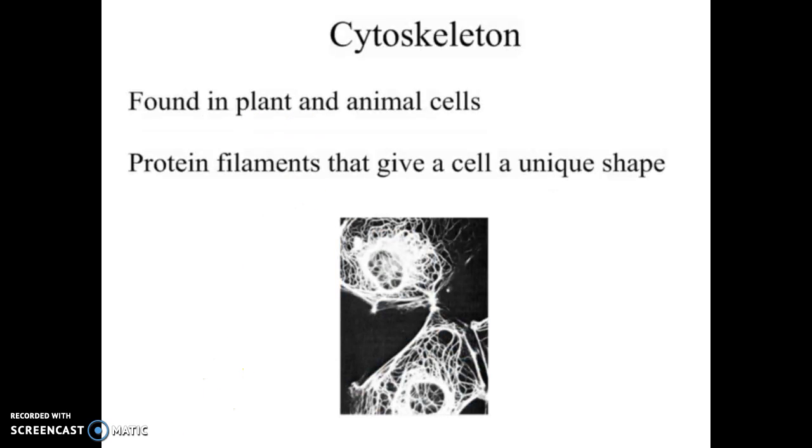The cytoskeleton. This is found in plant and animal cells, so all eukaryotes. It is a thick protein, and like the name suggests, it kind of forms a skeleton of a cell. Looking at this right here, we can see that this cell, because of the shape of the cytoskeleton, has a kind of boxy shape to it. This one, I guess you could call that boxy too, but that's the shape of this cell. So cytoskeletons ultimately dictate the shape of a cell.